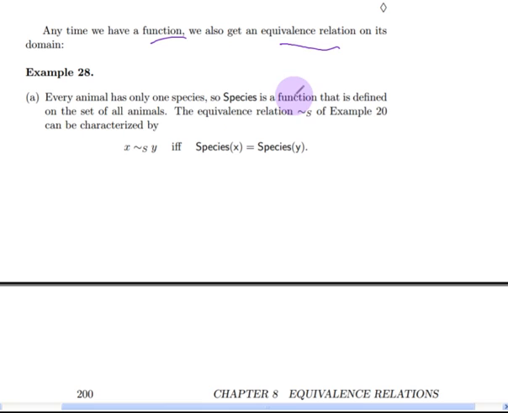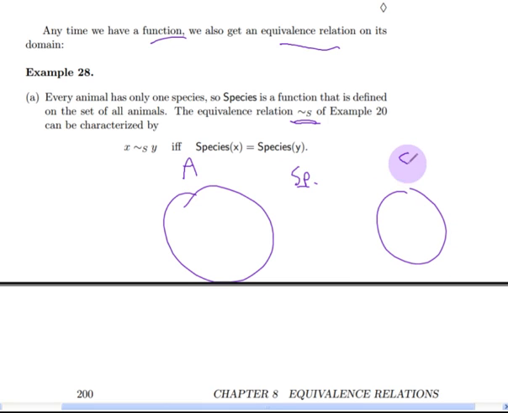Species is a function on animals. So the equivalence relation same species can be defined in this way: X is equivalent to Y if and only if the species of X is equal to the species of Y. Okay? So there's a diagram here. If I take all animals here, and I take the species function here, and then here's the set of all species.